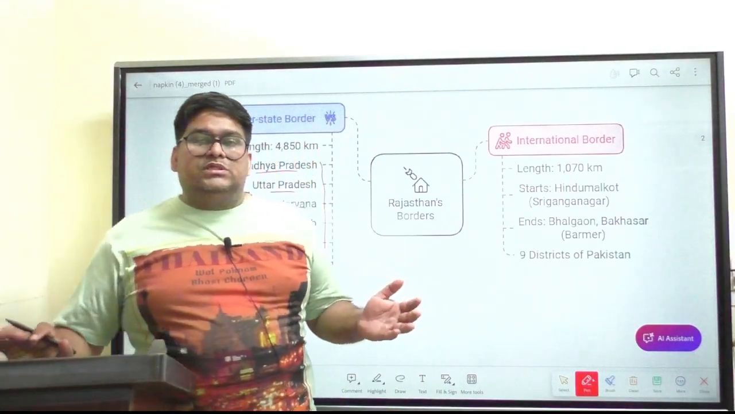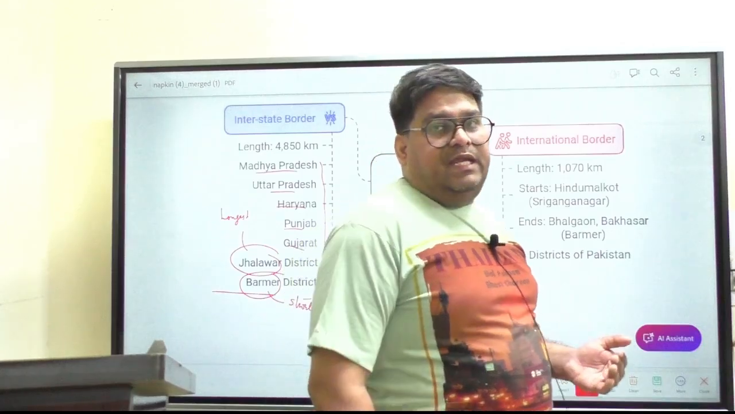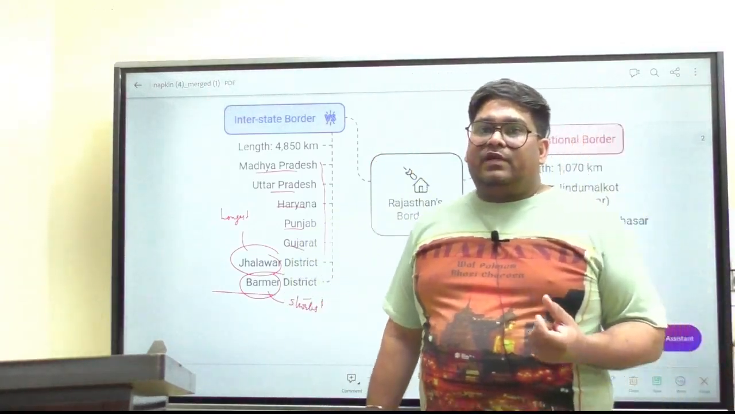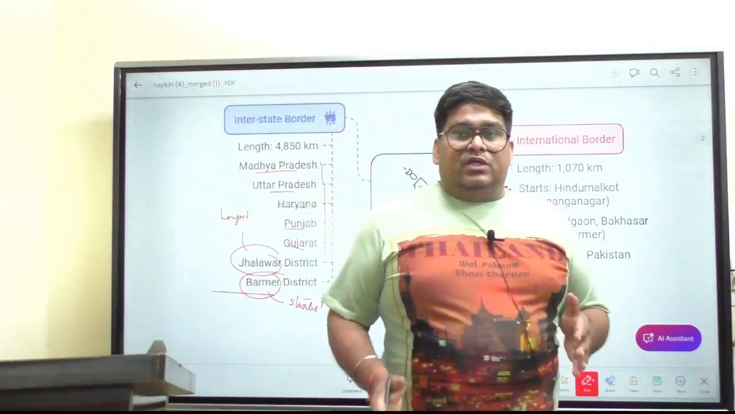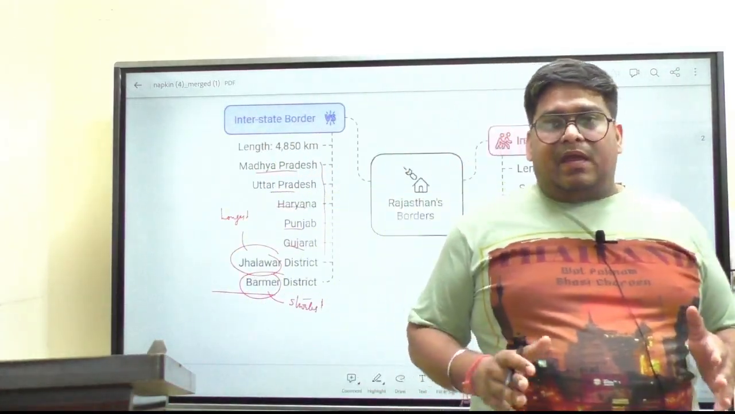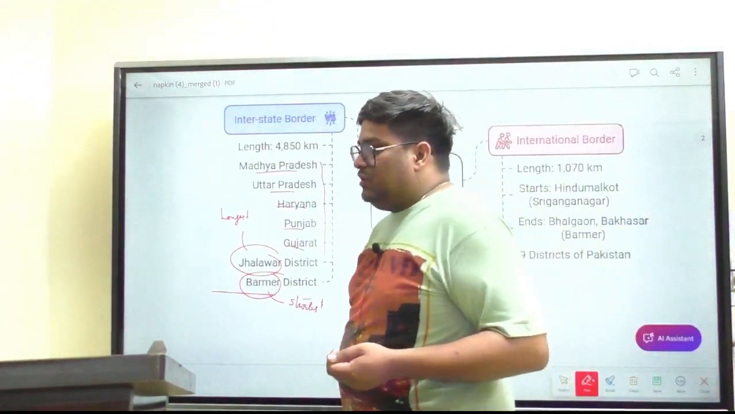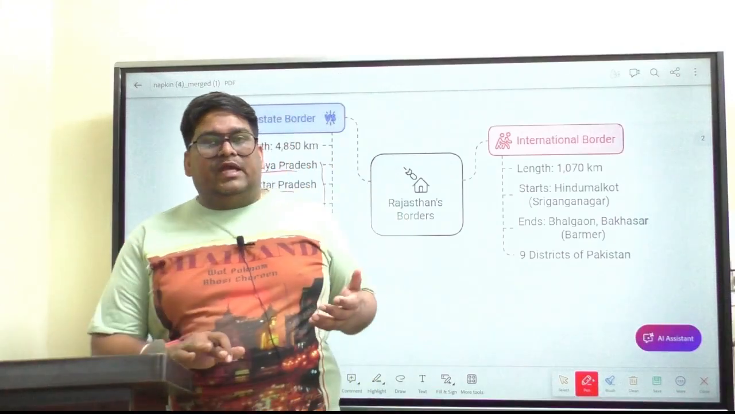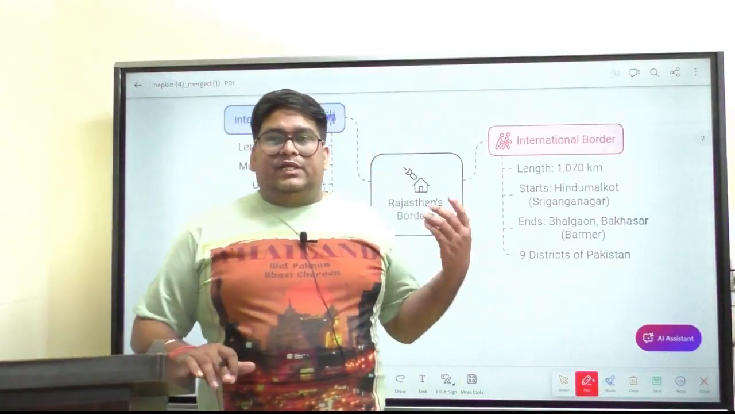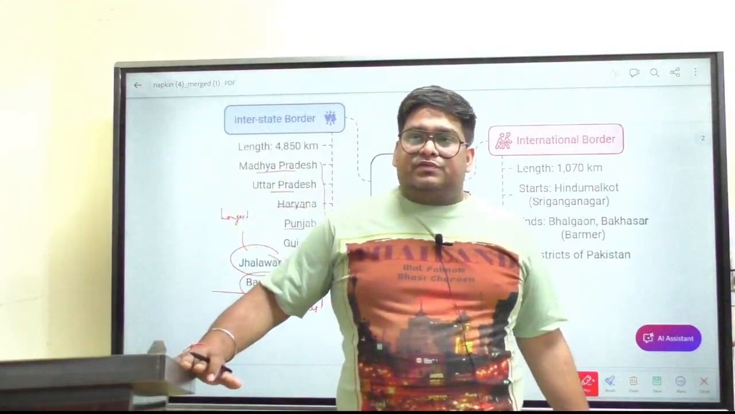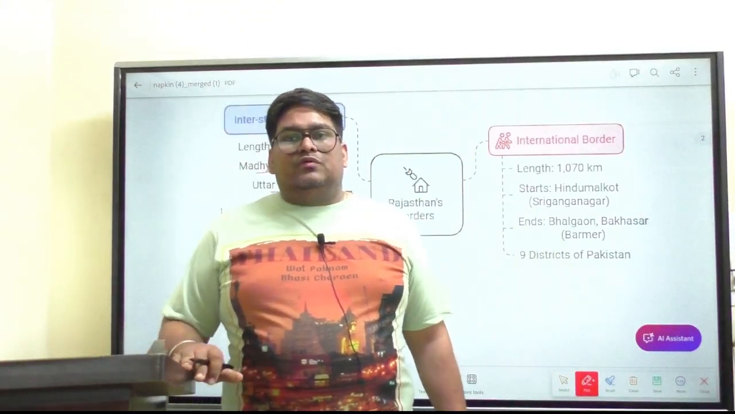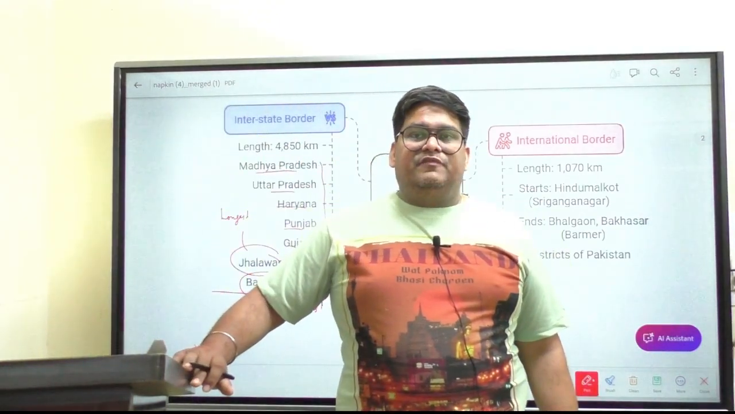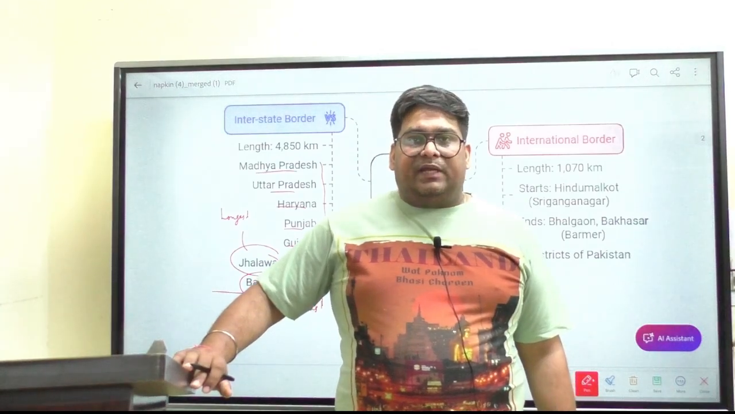Okay, these are basically things you can look into on the geographical map. I have covered the geographical map of India, sorry, the geographical map of Rajasthan, where you can use any map, either Orient Black Swan or any other map, and you can basically familiarize yourself with the geographical location of Rajasthan. This is a very important aspect.